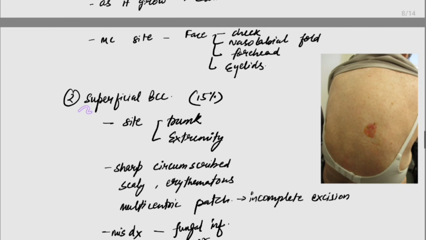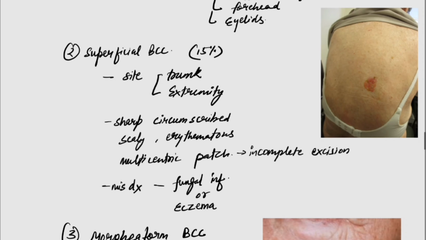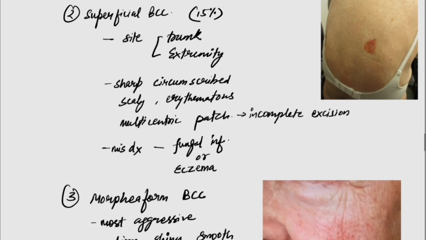The second most common lesion is the superficial basal cell carcinoma, accounting for 15%. Site most common is trunk and extremities. The lesion is a sharp, circumscribed, scaly and erythematous, multicentric patch. This multicentricity leads to incomplete excision. Moreover, this type of BCC is also misdiagnosed as fungal infection or eczema, leading to mistreatment.